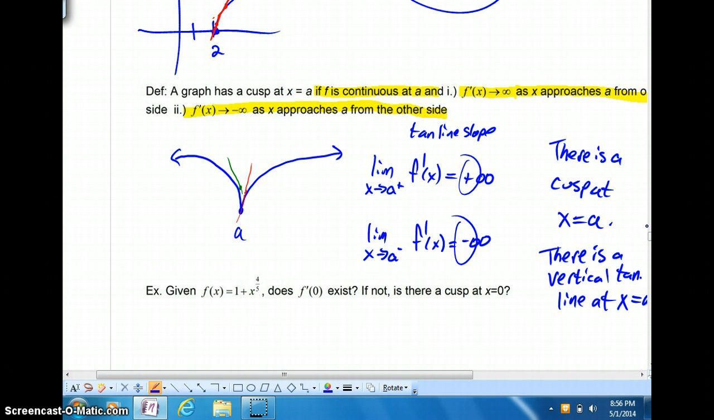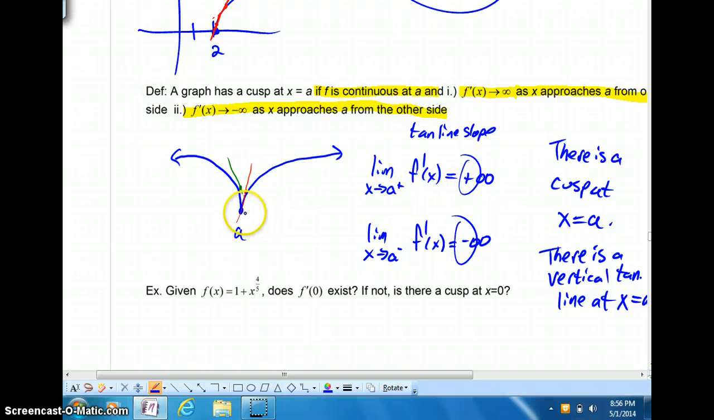Okay, a cusp. Well, a cusp is like a picture that I've just shown here. f is continuous, but from the left side or from the right side, you will approach positive infinity. When you go in the other direction, you will approach negative infinity. So one side, as we approach a, will go to positive infinity. On the other side, will go to negative infinity. This is still going to represent a vertical tangent line. We're going to talk about why in just a second.